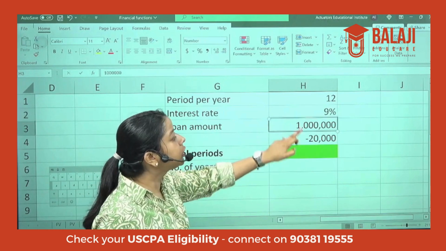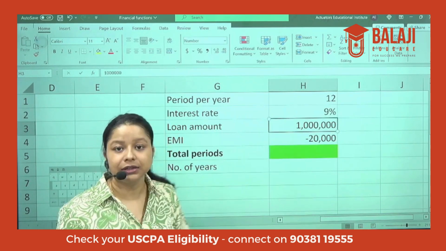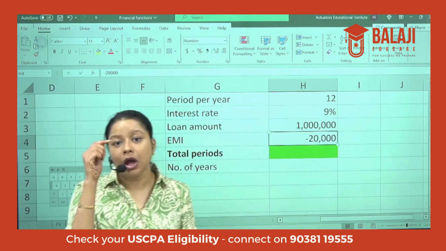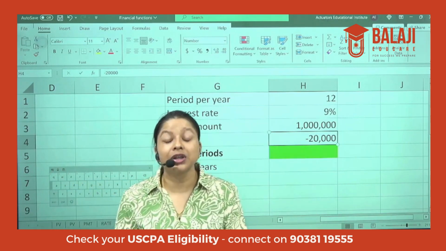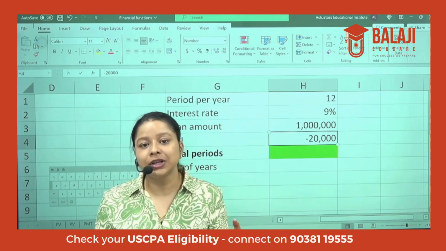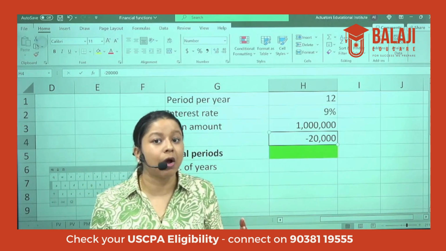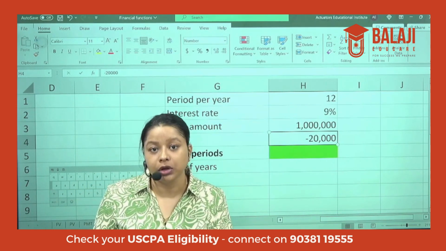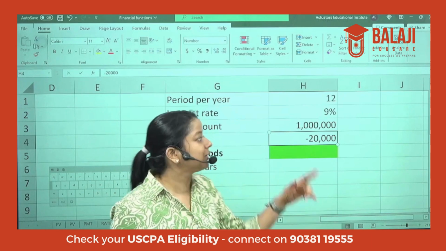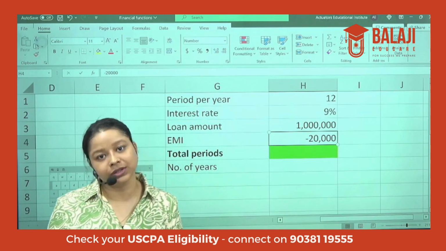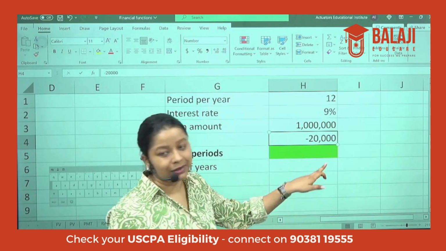And then the loan that I have taken is 10 lakhs over here. I am paying an EMI of 20,000. Now if you all remember from the previous function, the rate function that we did, we took the initial investment as negative because that was an outflow. Similarly, over here, EMI is something that you are paying out, so it needs to be negative. That's why I've written minus 20,000. If you just write 20,000, you will not get your answer. You will maybe get an error.